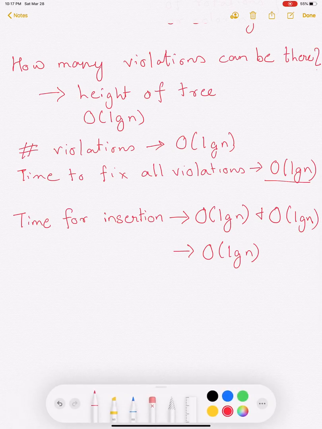And this is going to be the case for all kinds of other operations as well. For example, we have not studied deletion, but deletion is also going to take the same amount of time because it's a balanced tree. With this, I'm going to conclude this video.